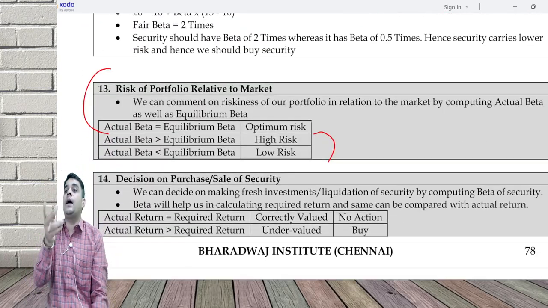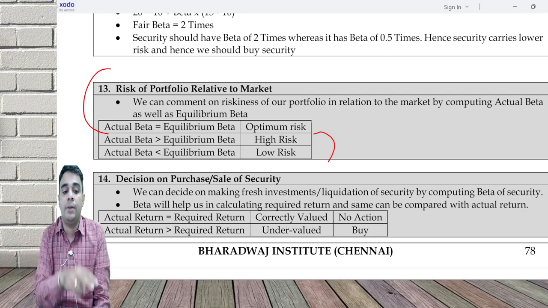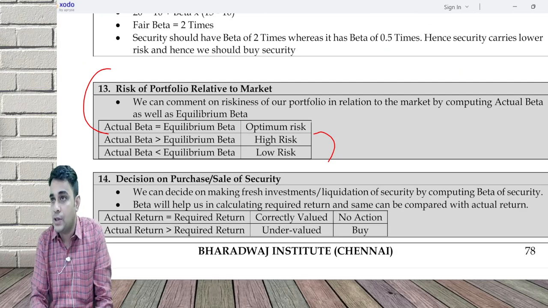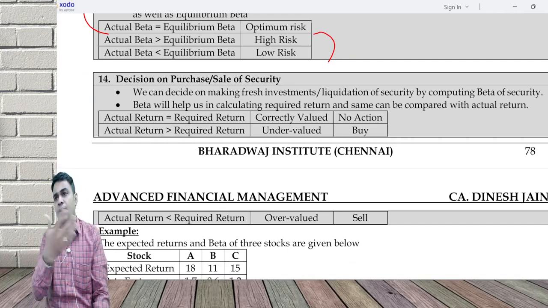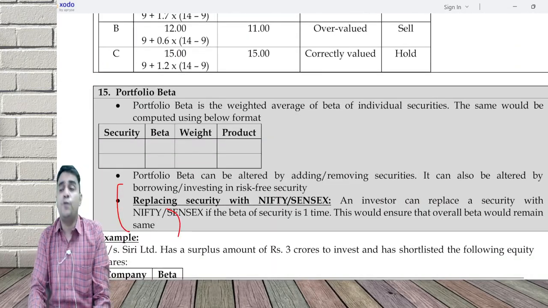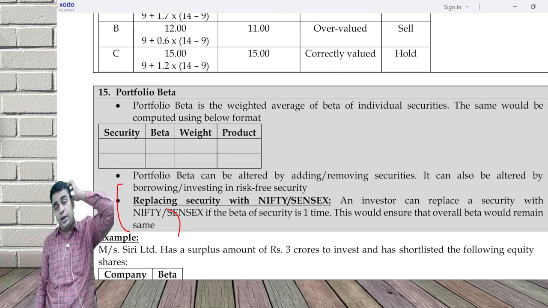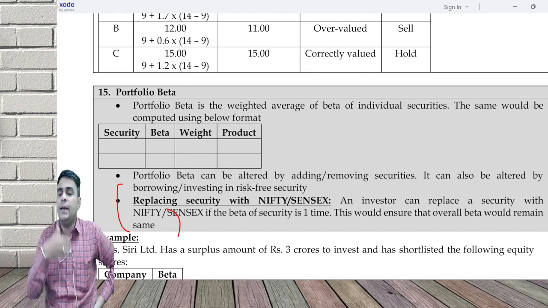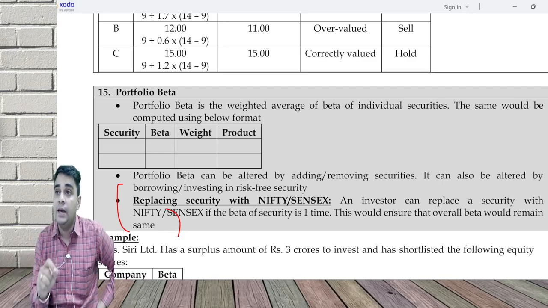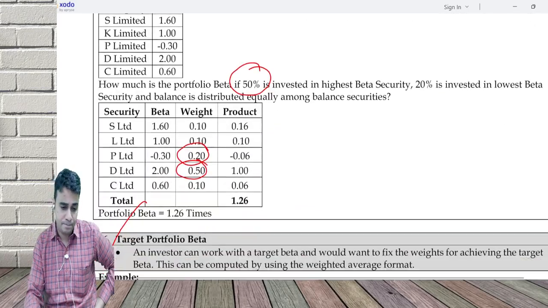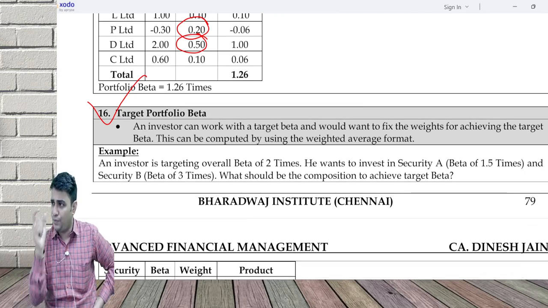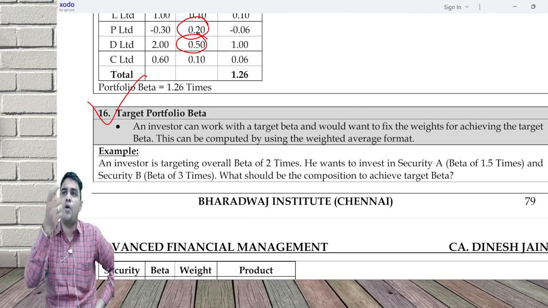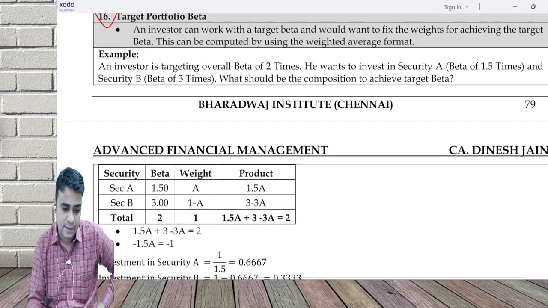Risk of portfolio relative to market can be commented on by comparing the equilibrium return with the equilibrium beta and the actual beta. Decision on purchase or sale, undervalued, overvalued, I've already discussed. Portfolio beta is the weighted average of the individual securities' betas, with amount invested being the weight. Security beta, weight, product. You can keep altering this beta if you want, and you can replace security with Nifty if that security has a beta of 1 time. You can have a target beta. If you have a target beta, put security beta, weight, product. Today we did a question where I had a target beta of 1 time. We had some small cap, large cap, and we found out the weights.